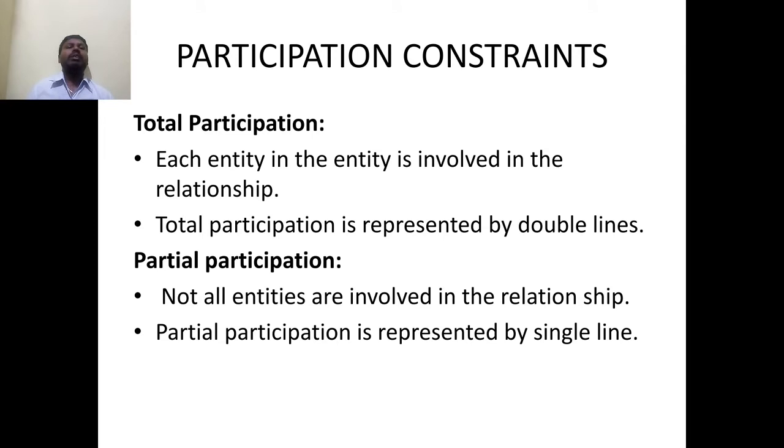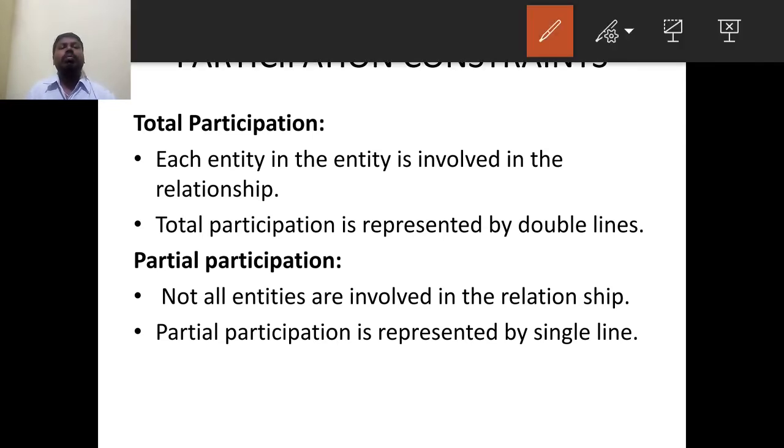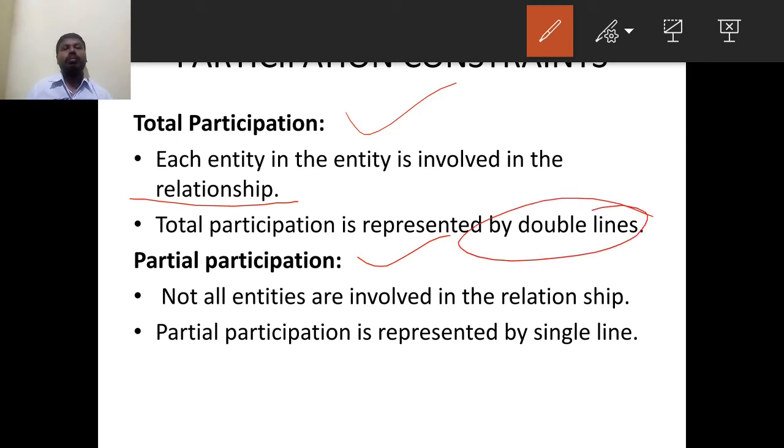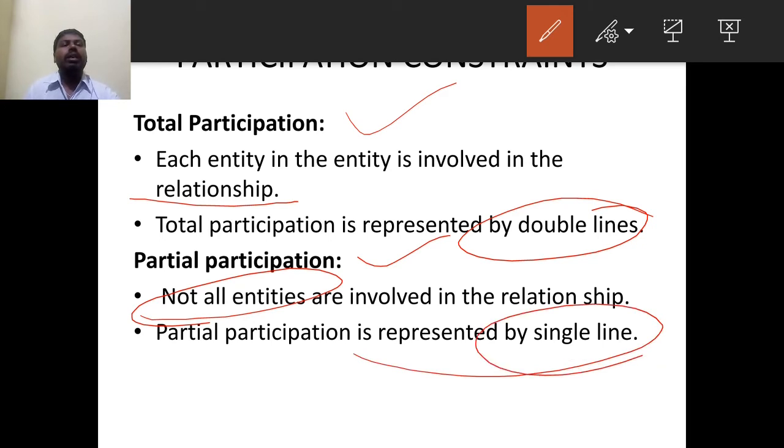Next, participation constraints. Here there are two types of participation: total participation and partial participation. What is total participation? Each entity in the entity set is involved in the relationship. Total participation is represented by a double line. Partial participation means not all the entities are involved in the relationship. This is represented by a single line.